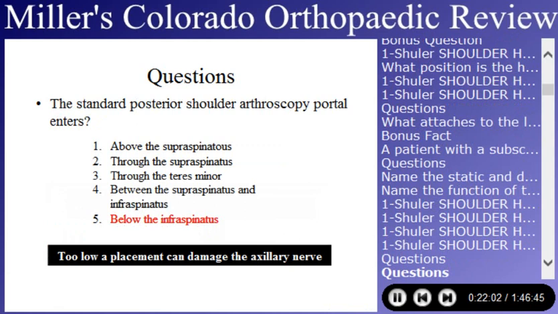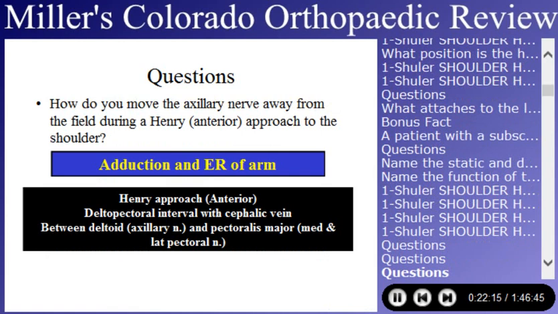Standard posterior shoulder arthroscopy portal intervals where? Too low a placement can injure the axillary nerve, below the infraspinatus. How do you move the axillary nerve away from your field during the Henry anterior approach to the shoulder? What do you actually do to the position of the arm? There's only one structure on your arm that gets tight with internal rotation when you're doing that approach. You can physically feel it, so you externally rotate the arm and adduct it. Release pressure off the nerve.